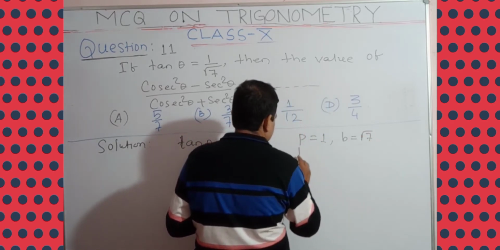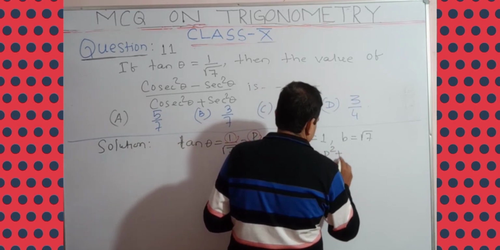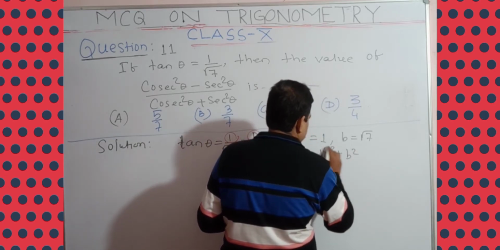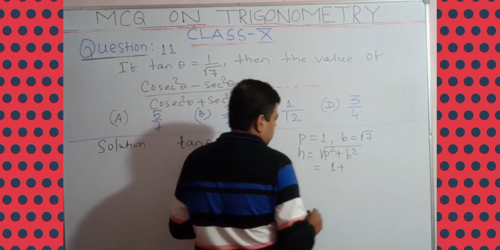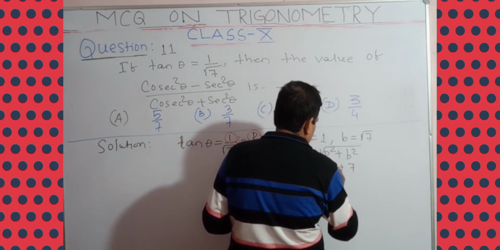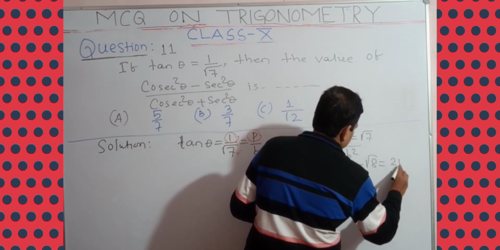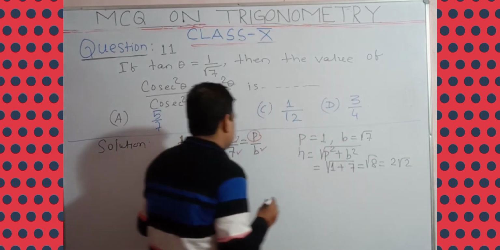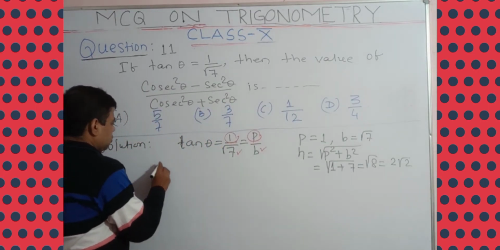Okay, so let us find out H. H is equal to, using the Pythagoras theorem, the square root of P square plus B square. Here 1 square is 1 plus root 7 whole square is 7. 1 plus 7 is 8, and the root of 8 is 2 root 2. We got 2 root 2. Understand? Now let us see the cosec theta.